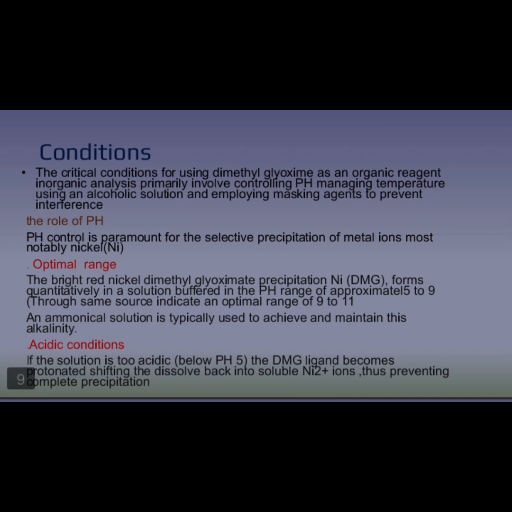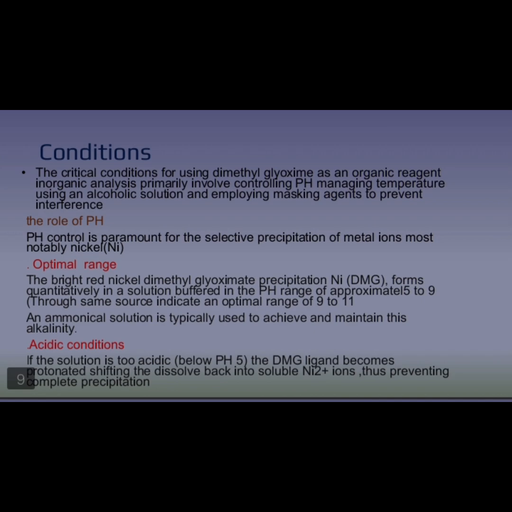First, the role of pH. pH control is paramount for the selective precipitation of metal ions, most notably nickel. And next, optimal range. The bright red nickel dimethylglyoximate precipitates quantitatively from solution buffered in the pH range of approximately 5 to 9, though another source indicates an optimal range of 9 to 11.